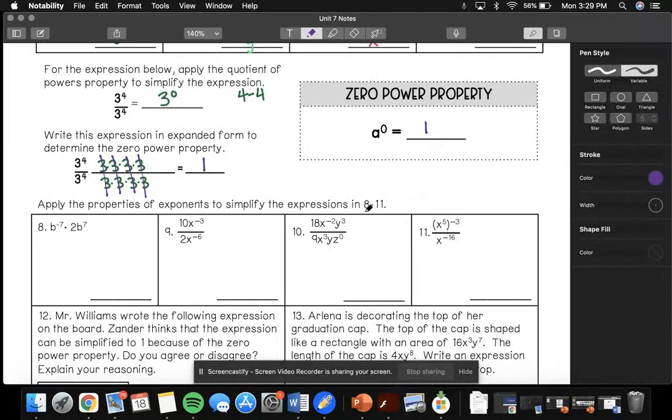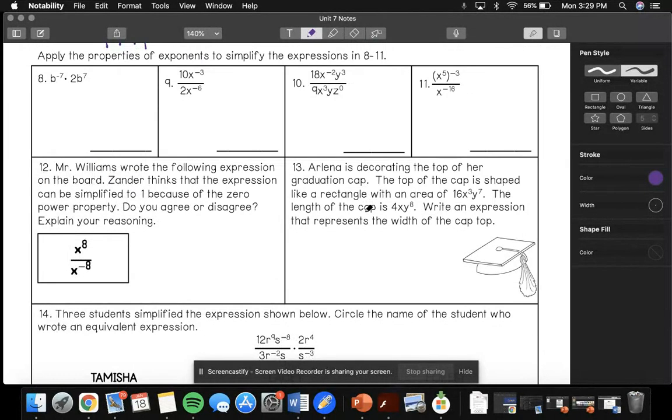Okay. Now, there are so many different ways we could do these problems. I'm going to go with the way that I preferably like. If you have a different way that you would want to try and see if you get the right answer, go for it. Okay, so we have b to the negative 7th, times 2b to the 7th.